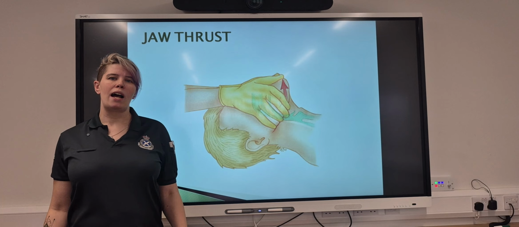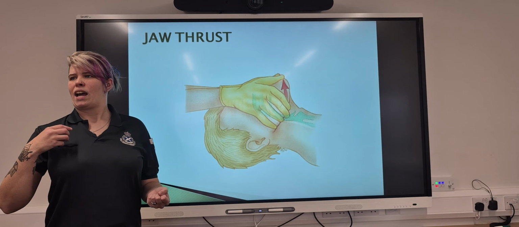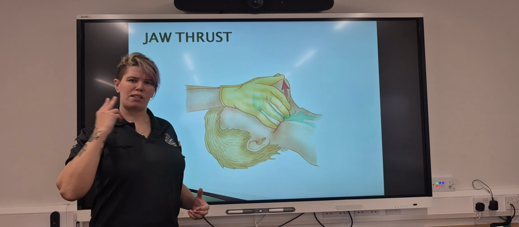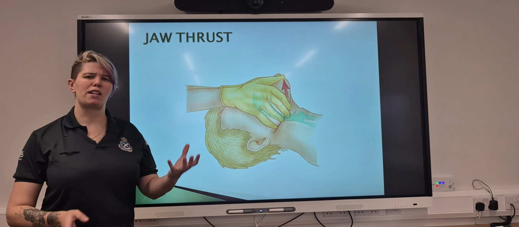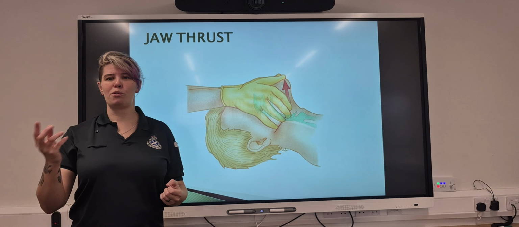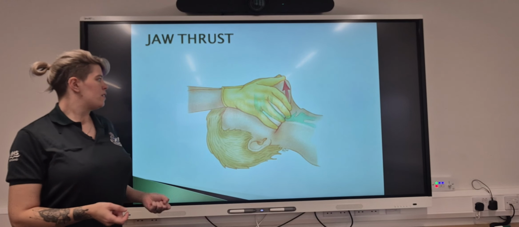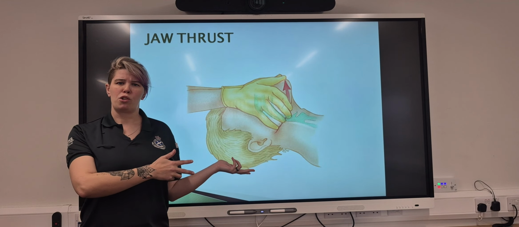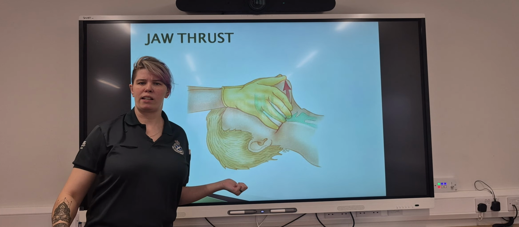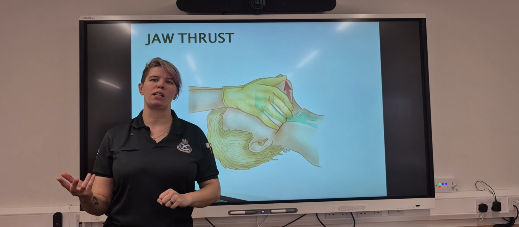Next manoeuvre that we look at is jaw thrust. So if you've arrived on scene and you've done your initial scene assessment and you're thinking that your mechanism of injury is possibly linked to a fall and there might be a spinal injury there, this is what you're going to look at, which is a jaw thrust. I'm going to put a link in the comments to a video which demonstrates the difference between a head tilt chin lift and a jaw thrust.